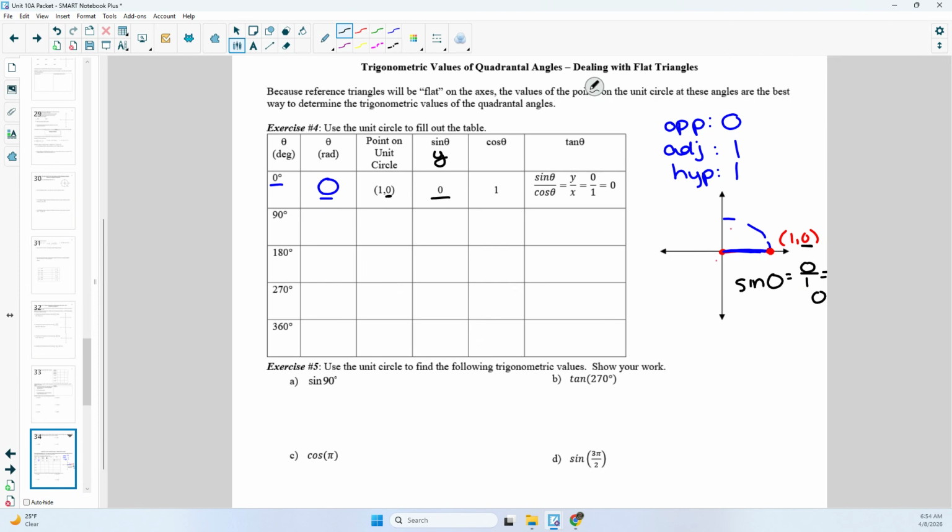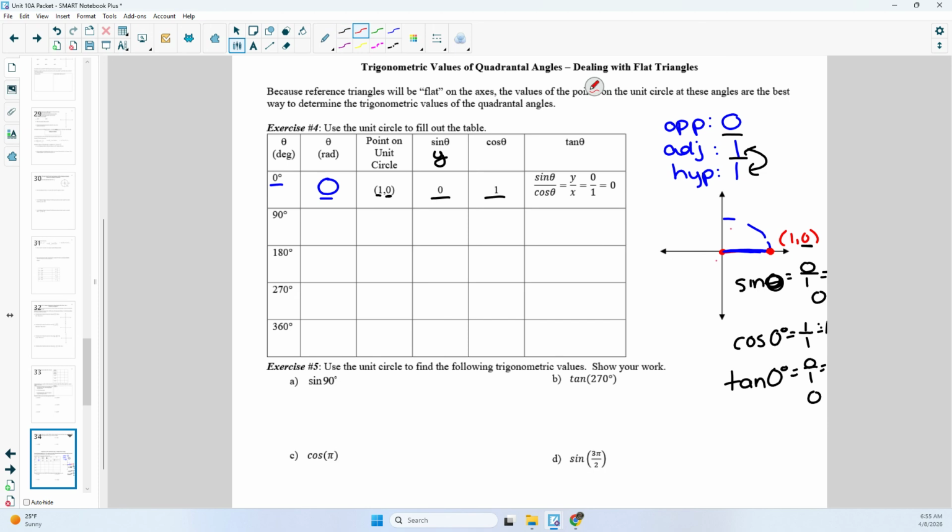Cosine of 0, adjacent over hypotenuse, 1 over 1 is 1. And we see that that's also true on our point in the unit circle, that the x value is 1. And then tangent, we know is y over x, or sine over cosine, or opposite over adjacent, and if I just use my opposite over adjacent, I get 0 over 1, which is also 0. So that's how we can find the values. We don't really think about flat triangles, but it would work if we did.